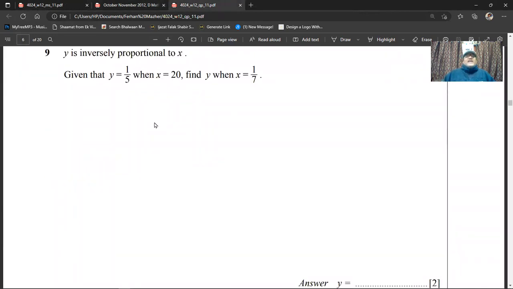Question number 9. It says y is inversely proportional to x. Given that y is equal to 1 by 5 when x is equal to 20, find y when x is equal to 1 by 7.